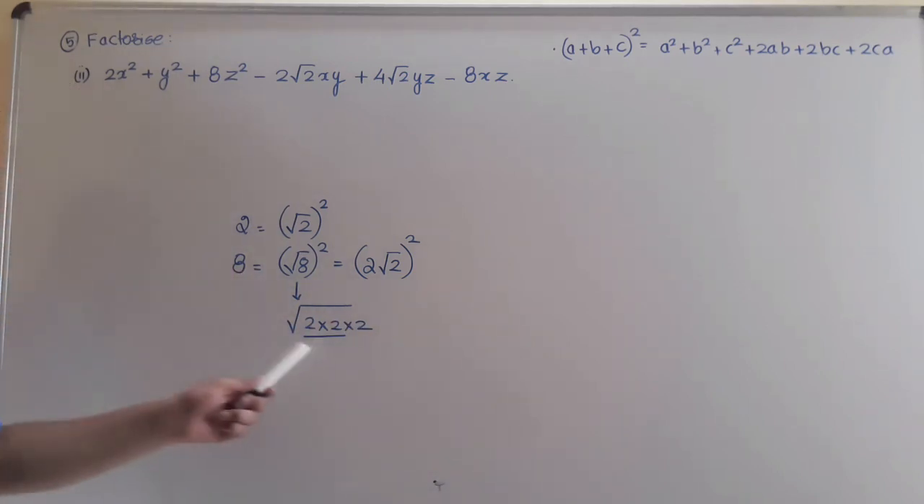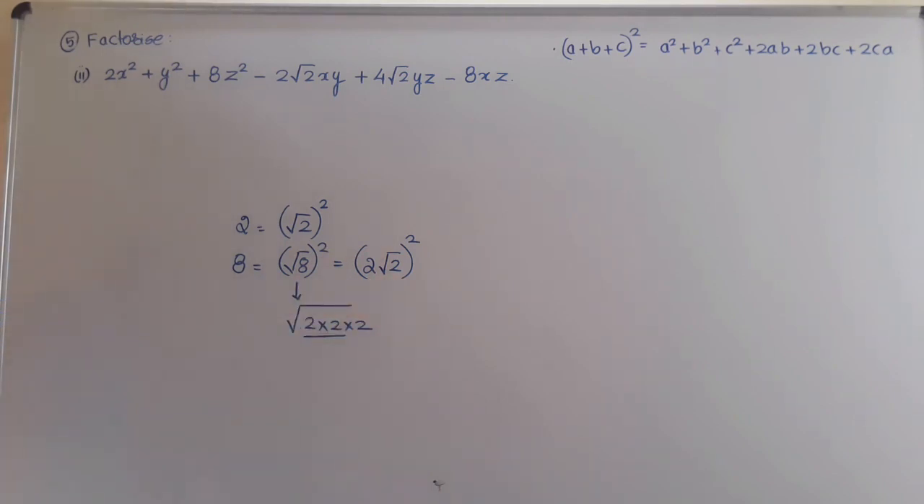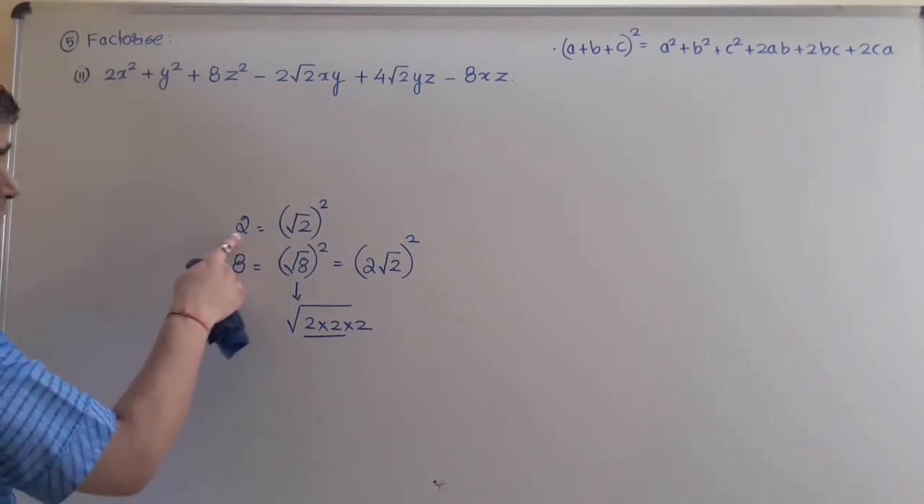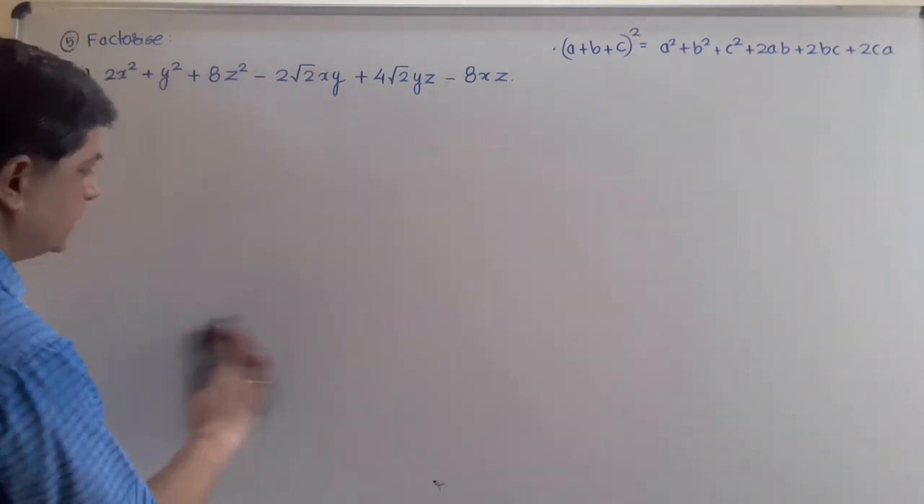Okay, so that will come out and 1 2 will remain. So it will become 2 under root of 2. So 8 we can write down as 2 under root of 2, while 2 I will write down as root of 2 the whole power 2. Okay, so let us proceed in the same manner.